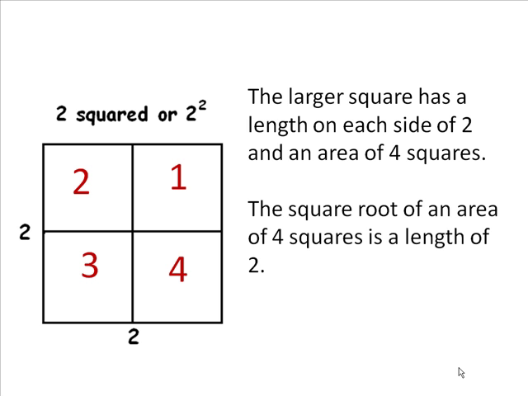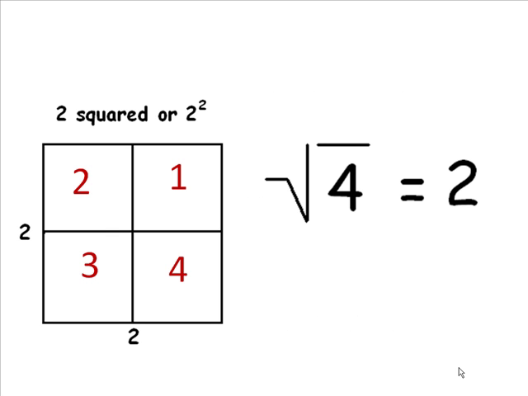The square root of an area, or 4 squares, is a length of 2. The square root of 4 is 2. Square root 4 equals 2.